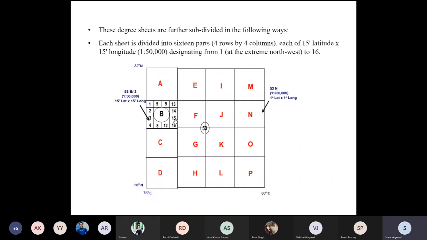Now suppose I give you a question: what will be the adjacent sheets of 53B15? Can you give the answer? Listen to this carefully. If I ask you to draw the index sheet of 53B15, what will be the answer? What are the adjacent sheets?